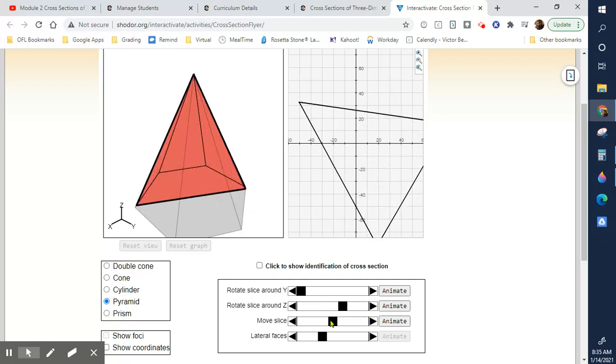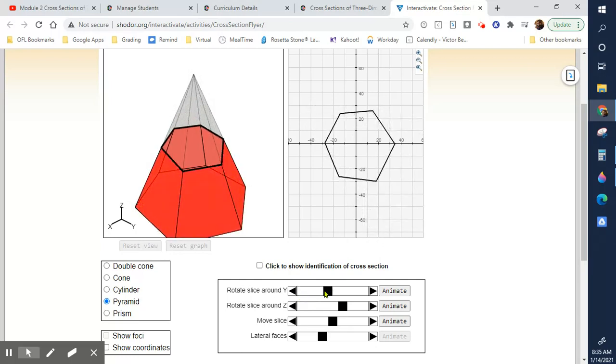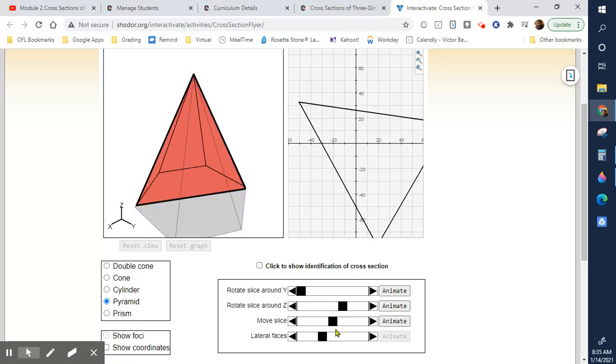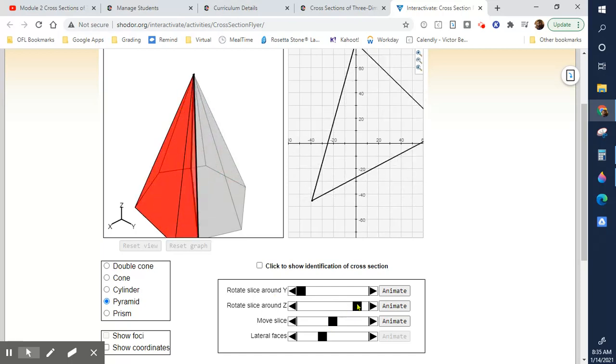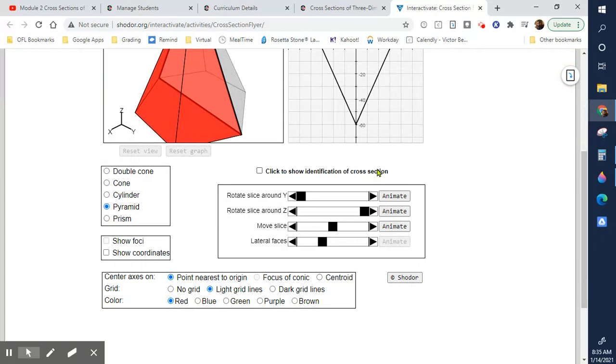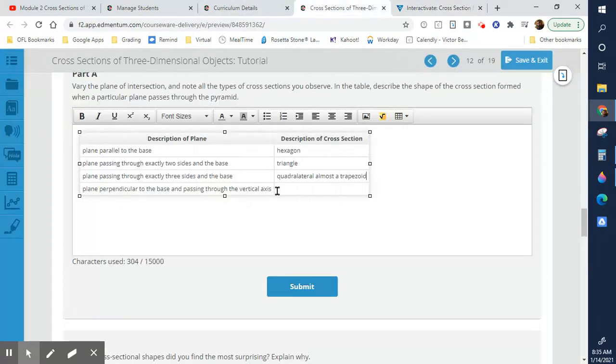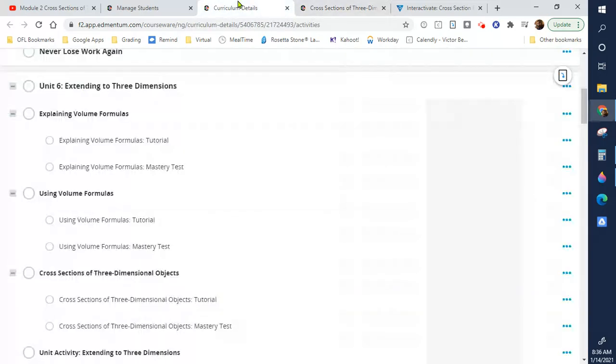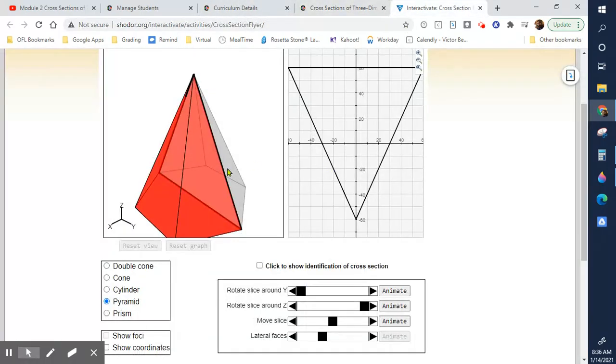Let me rotate above Z. Yep. So this looks like an isosceles triangle because both the sides are congruent. So this one I will say is isosceles, because of the fact that we know this side is equal to that side because this is a right pyramid. So let's see how we did.